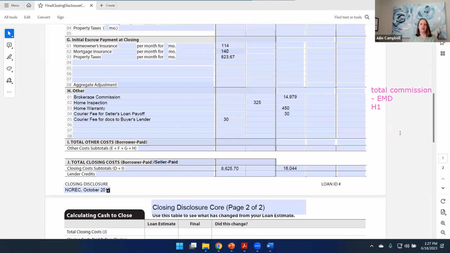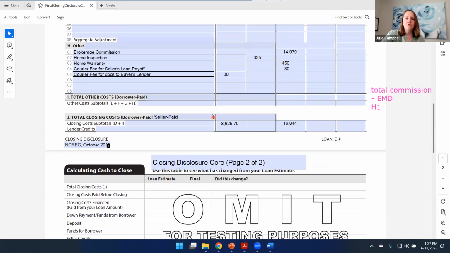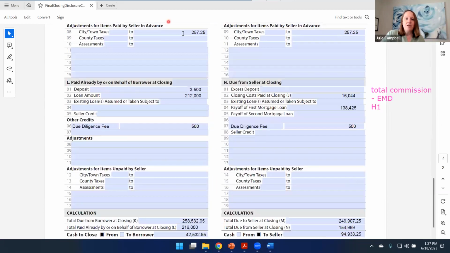Didn't I just say the seller was contractually obligated to pay a total commission of 5.5%? So because they are still obligated to pay that, we need to do another debit from the seller. So we're going to see a debit from the seller paid at closing under H1. And then if we go to page 2, the amount of the earnest money deposit is going to go under N1, N as in Nancy, under excess deposit.